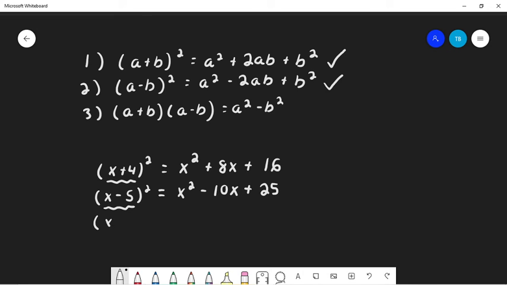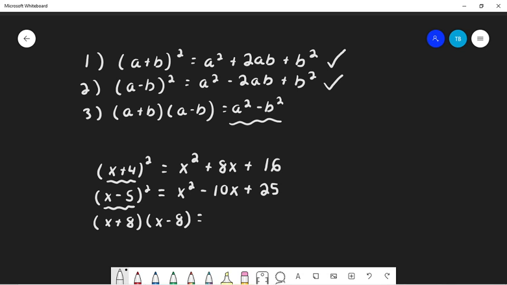Let's say we have x plus 8 times x minus 8. So again, we have two binomials where the only difference is the sign in between the two terms. So one has a positive, one has a negative. Now, if we take the information given up here, we know that the product is going to be the square of the first term minus the square of the second term.